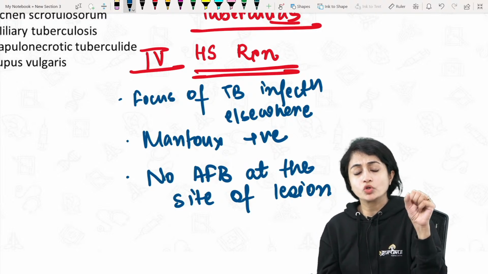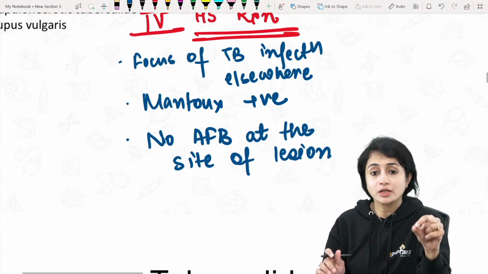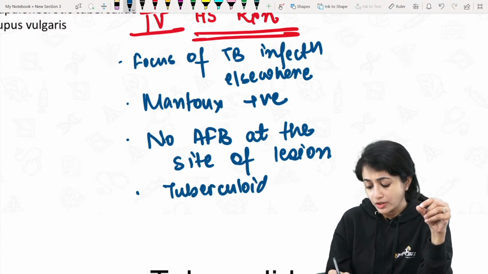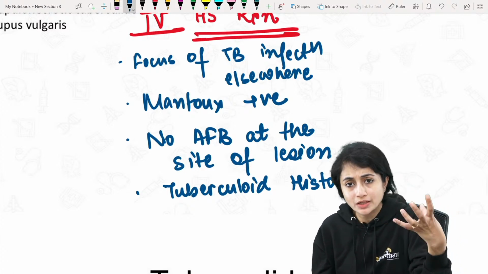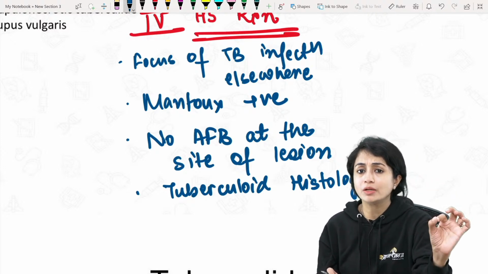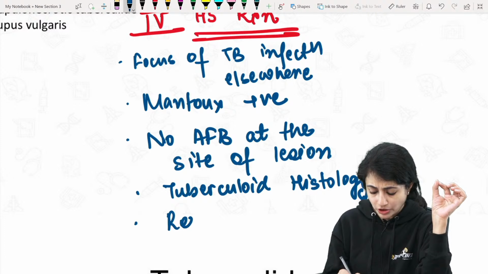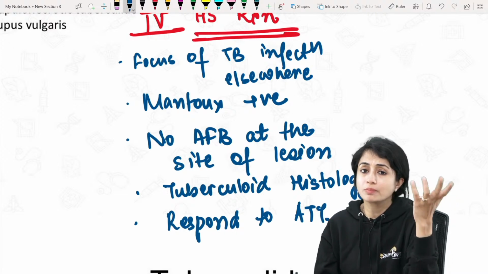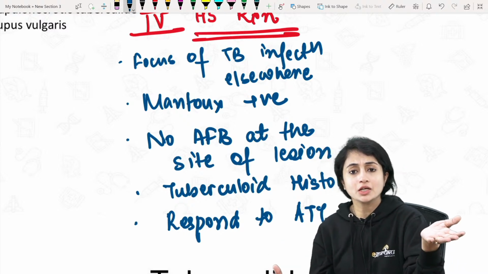There is a positive Mantoux that I see. I get some skin lesions. I biopsy. I do not see an AFB. But I do see a tuberculoid histology. Why? Because my body mounts an immune response which is similar to what it would mount to a tuberculous bacilli. So I would see those epithelioid cell granulomas there. However, I will not be able to identify any AFB there. And now, if I give ATT to the patient, it will respond to ATT. The primary focus is healed, so the hypersensitivity reaction also disappears.